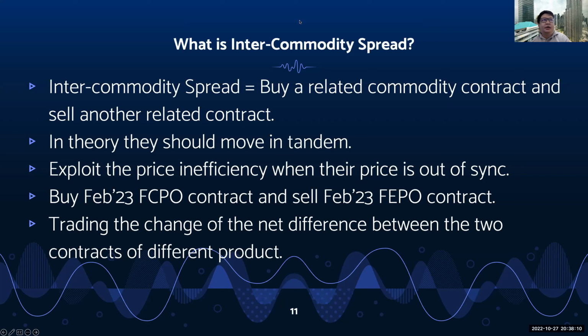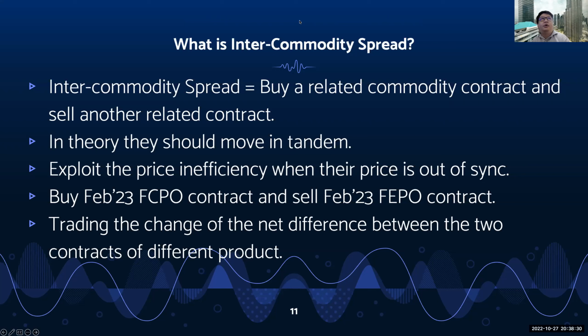For example, buy the February FCPO contract and sell the February FEPO contract. This will be an example of an inter-commodity spread.